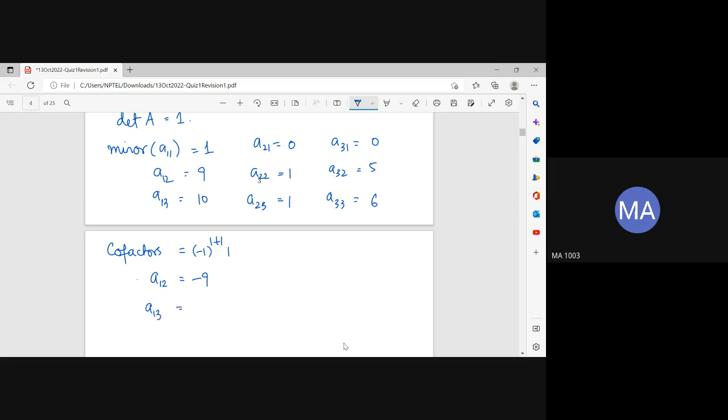Means the same sign. A13 will be 10. A21 will be minus 0, that is 0. A22 is 1. A23 is minus 1. A31 is 0. A32 is minus 5. A33 is 6.